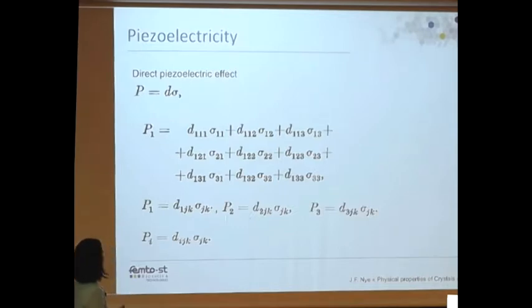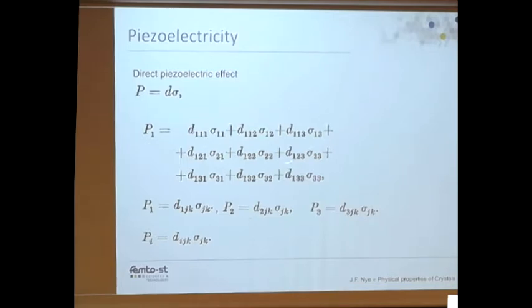So piezoelectricity is a third rank tensor because it describes the relationship between stress and polarization. Stress is second order. Polarization is first order, it's a vector. So piezoelectricity is third order. Here we have 9 coefficients, here we have 3 coefficients, so it will be 27 independent coefficients.